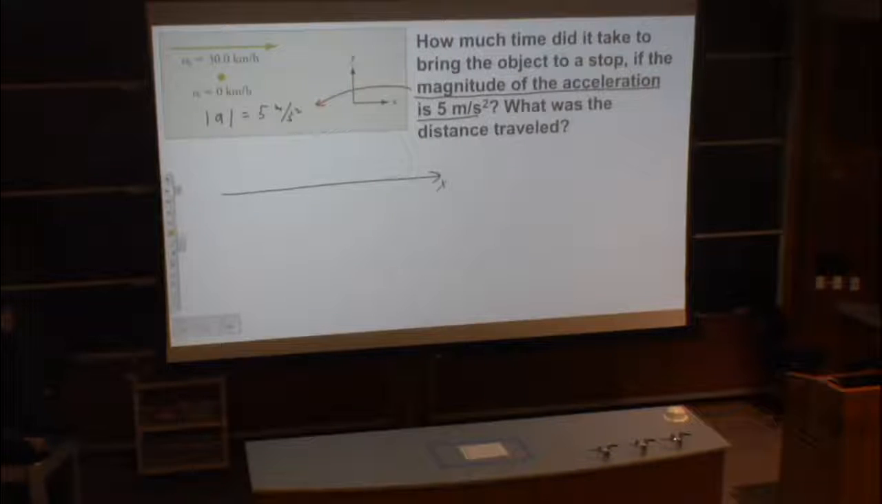Now, motion diagram. I hope you have the same. Positive x direction, always to the right. Origin. And initial velocity points to the right. And final velocity is zero. The object starts, let's say, here. Stops here.